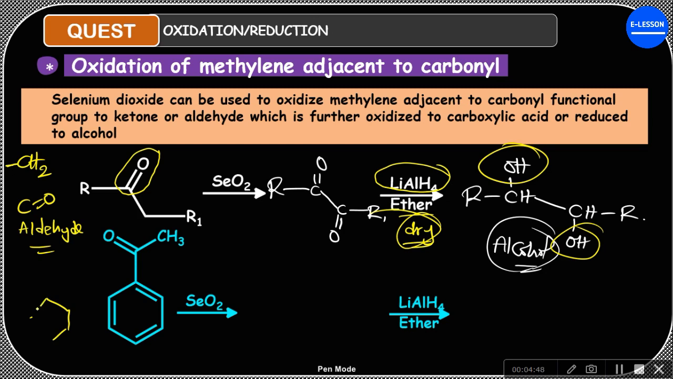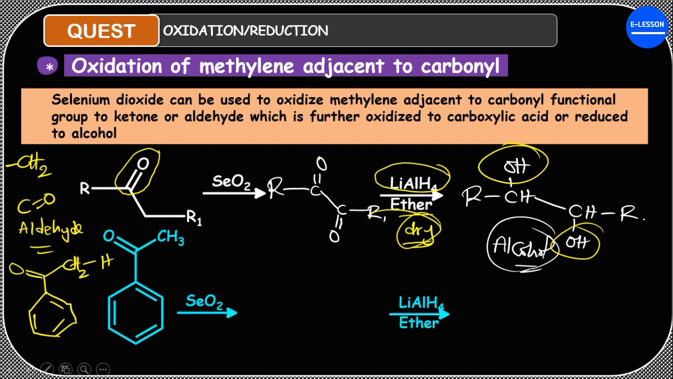Oh, sorry. I cannot draw the benzene ring again. Anyhow, this will give us something like this, and here can be CH2 hydrogen, right? And here will be what? Double bond O. Is that okay?